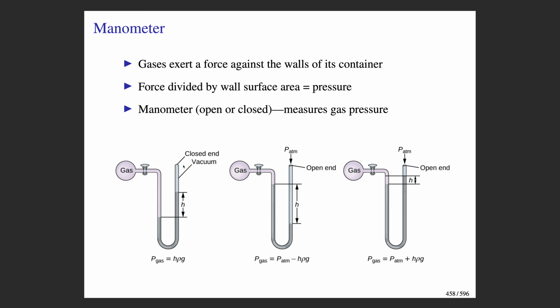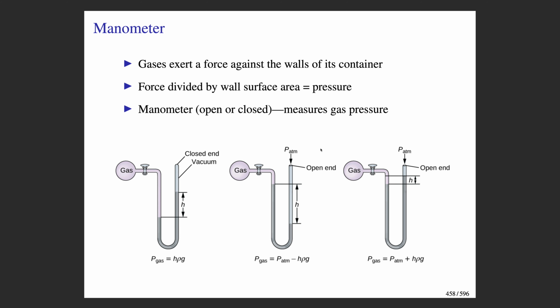In this setup, the gas pressure can be measured by determining the height of this mercury column. The gas is pushing down onto the manometer. You've got a vacuum here. It causes the mercury level to rise, and depending on the height of that level, using the density of the mercury and the gravitational constant, you can calculate the pressure of the gas.